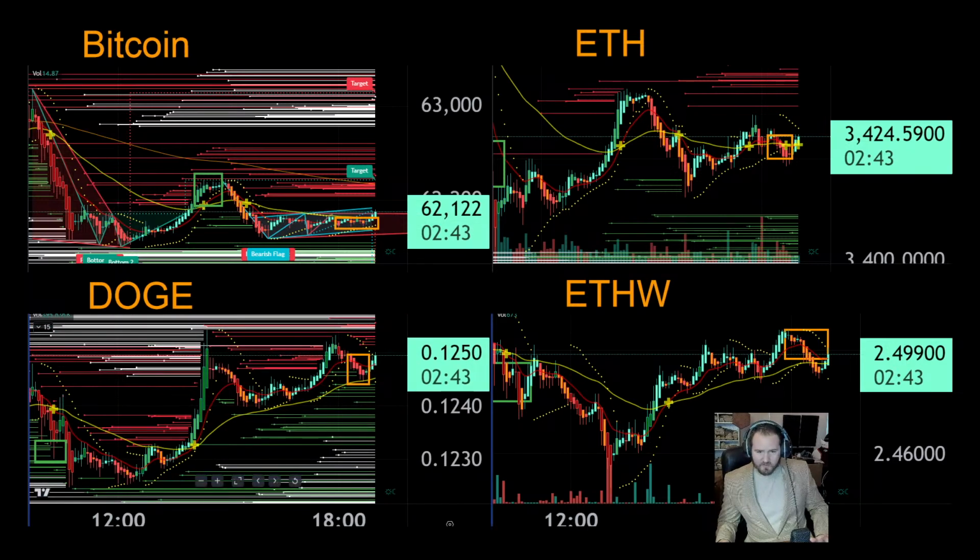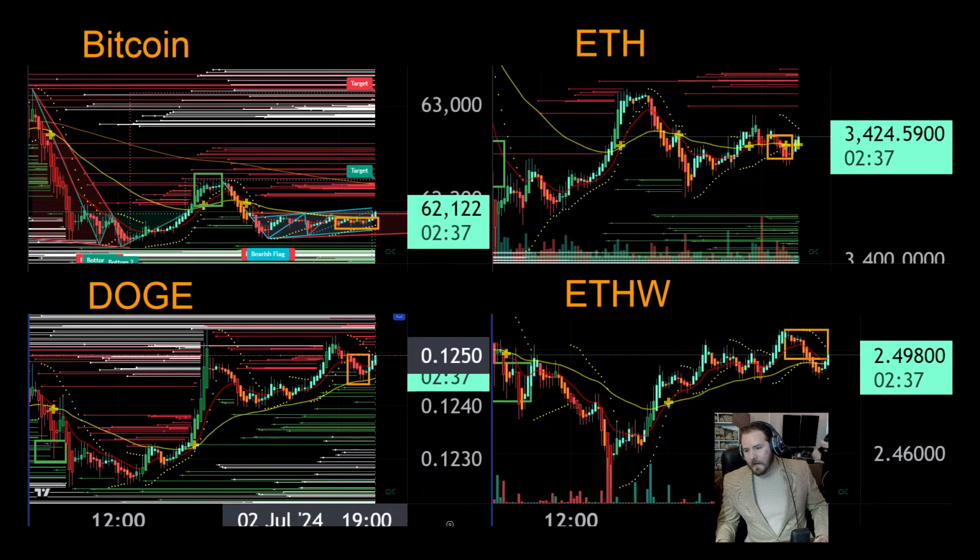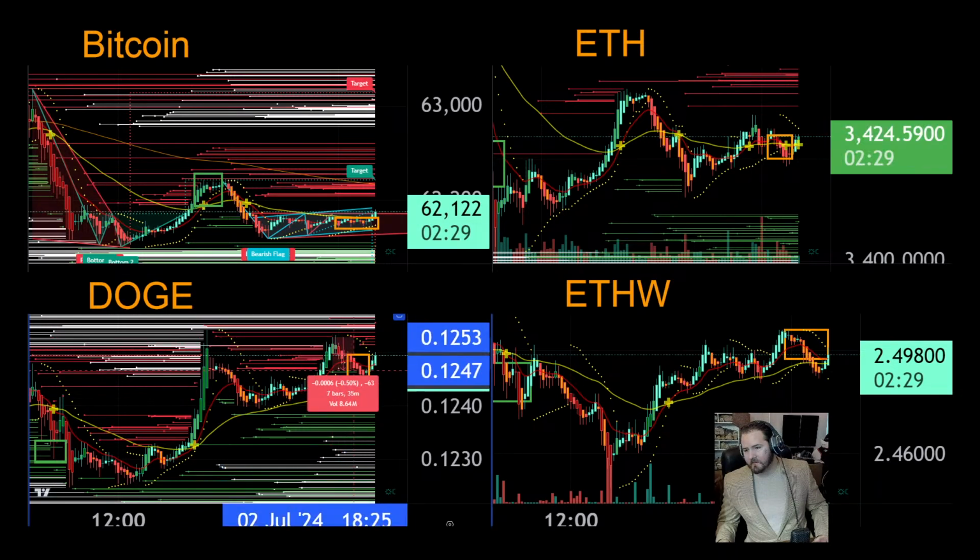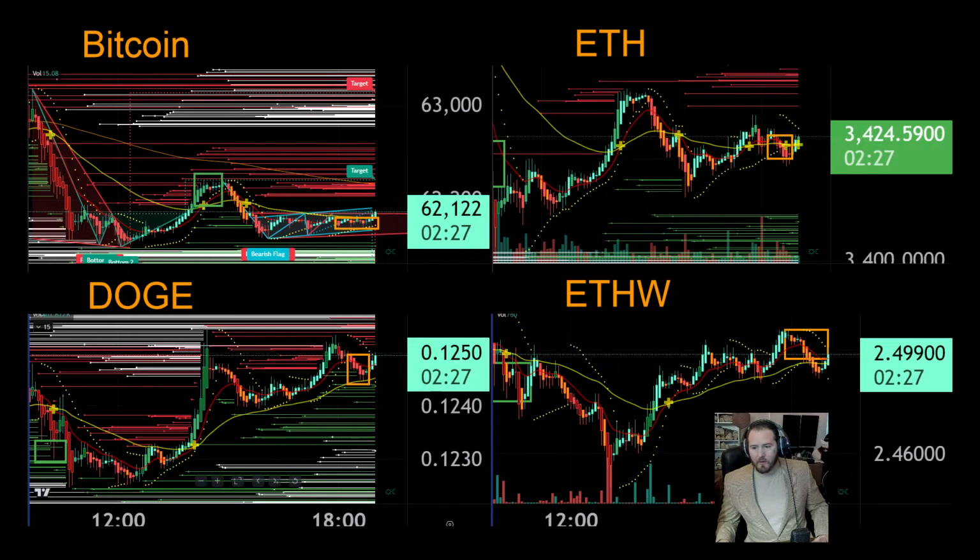That's why I'm trying to get this stream started up pretty soon for you guys. I think 7 p.m. is a good time. An hour ago, we were near top. That would have been a very bad entry for a long an hour ago, because as you can see, it was at the local top and price dropped by over 0.5%.